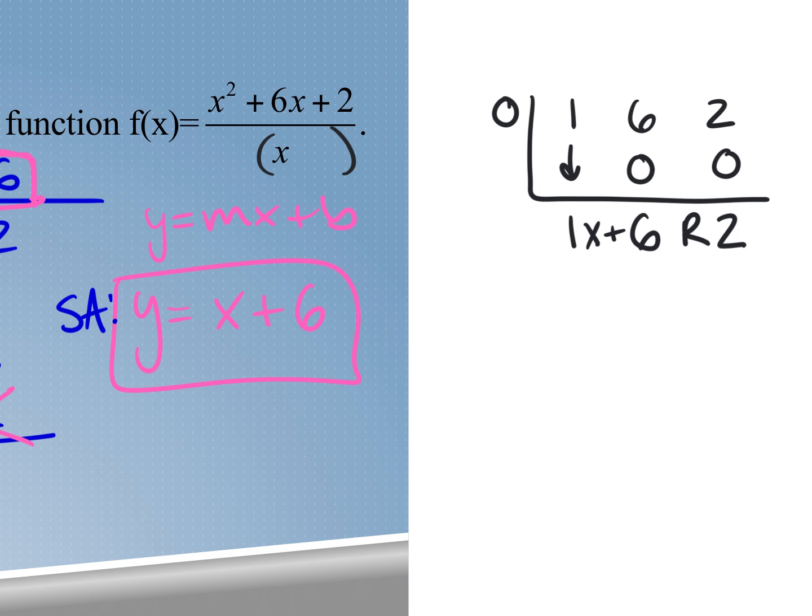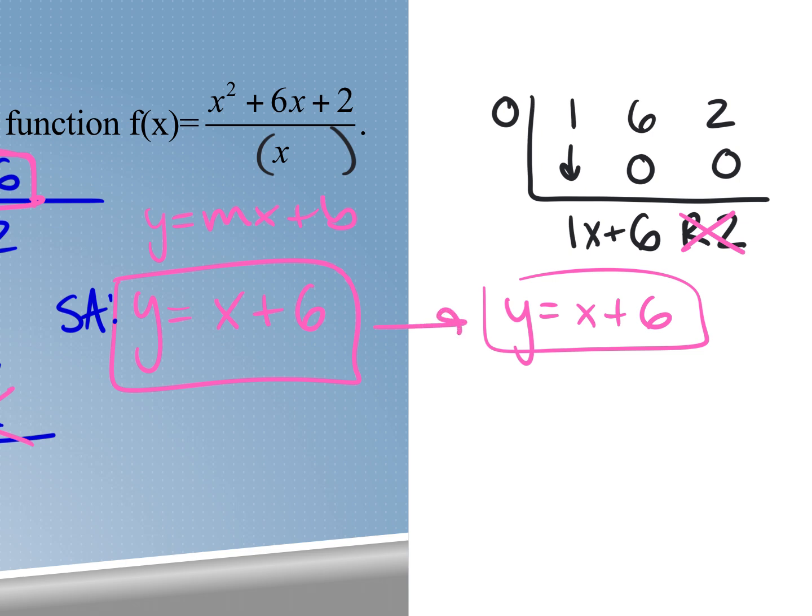What did we say we do with the remainder? Drop it. Get rid of it. So y equals x plus 6. This would be the same. So you can use synthetic division. Just make sure you're careful with it, especially if you just have x on the bottom. You got to know that that's x minus 0, so 0 goes on the outside. And it only works if you have x squared on top and x on the bottom, or x plus a number on the bottom.